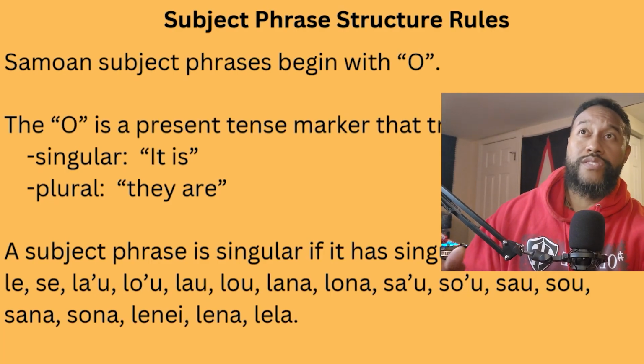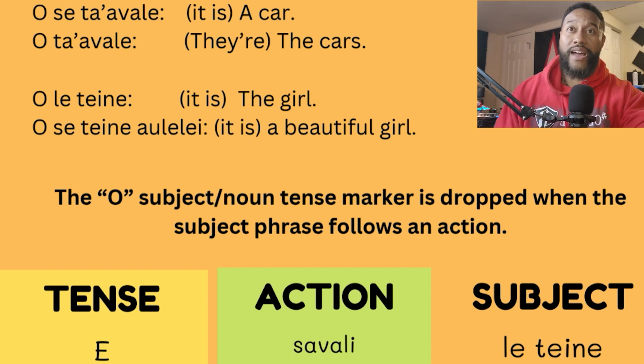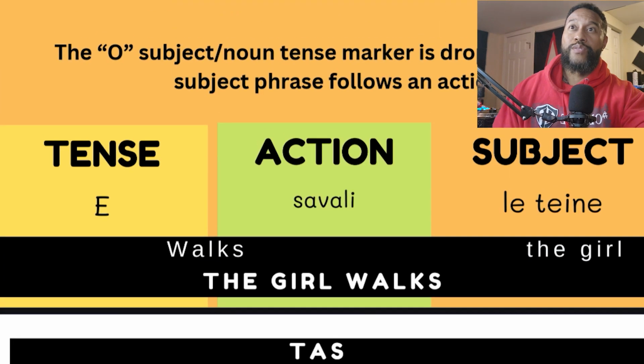Now, our subject phrase structure rules, as it says right here, a Samoan subject phrase begins with the O. Now, here's a rule. The O subject now tense marker is dropped when the subject phrase follows an action. So let's look right here. We see our tense is e, that's the present tense. We have our action of savali, which means to walk. And then we have le teine, the girl.